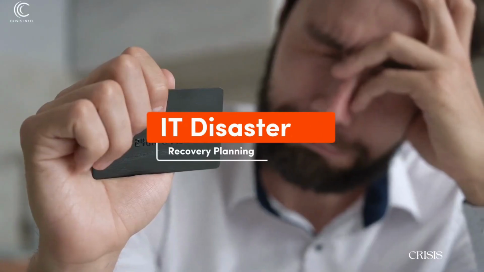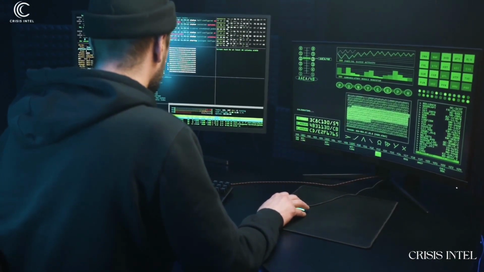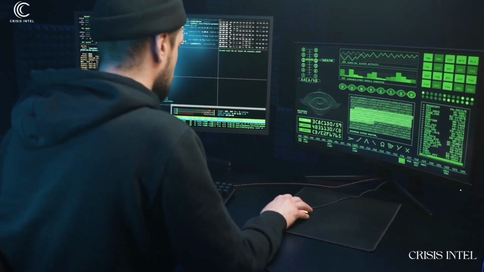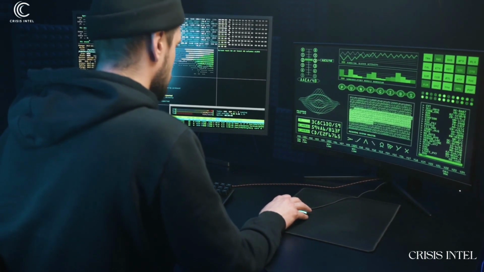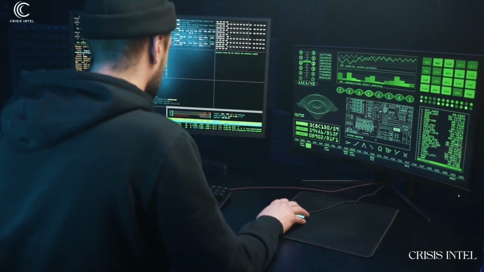IT disaster recovery planning. IT recovery requirements. Discussing the specific considerations and requirements for recovering IT systems and infrastructure in the event of a disaster or disruption.